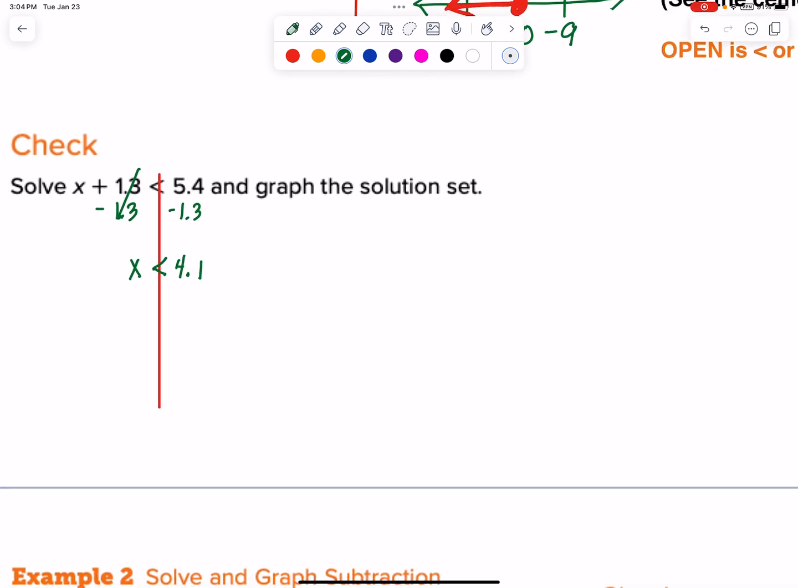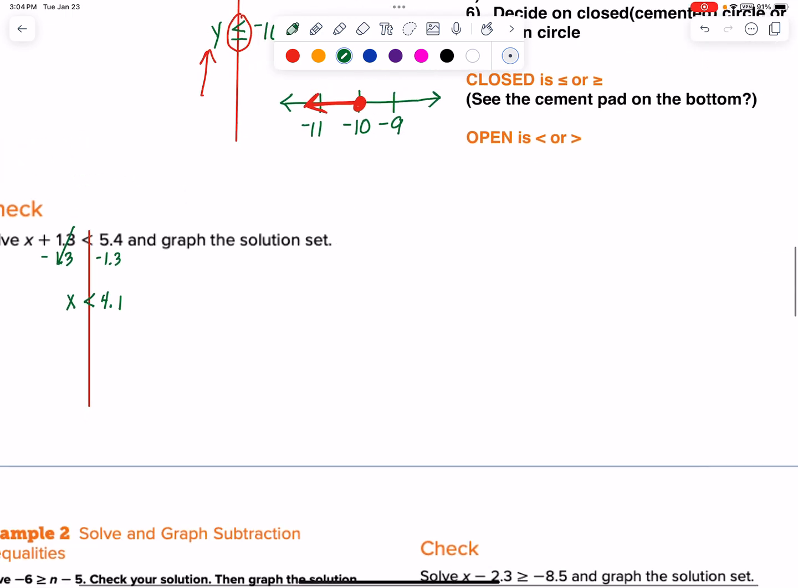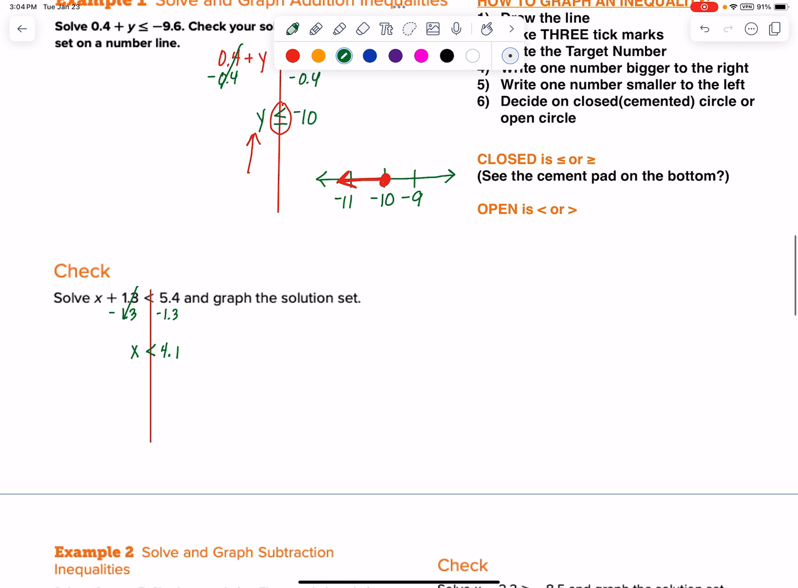So x, read from the variable, okay? So that would be my other thing for you to remember. So we draw the line. We make 3 tick marks. We write the target number, which is 4.1. You decide on closed or open. This is where I change colors. Okay, don't do this all in the same color, this part. Okay, so there's no cement. It's not "or equal to," so it's an open circle here.